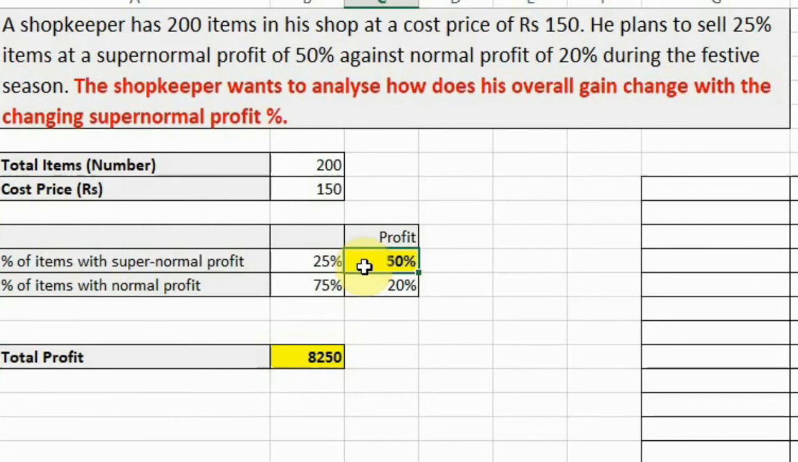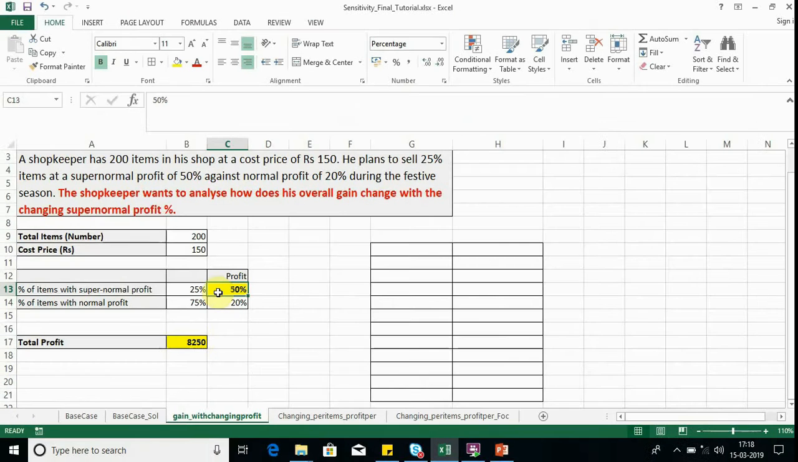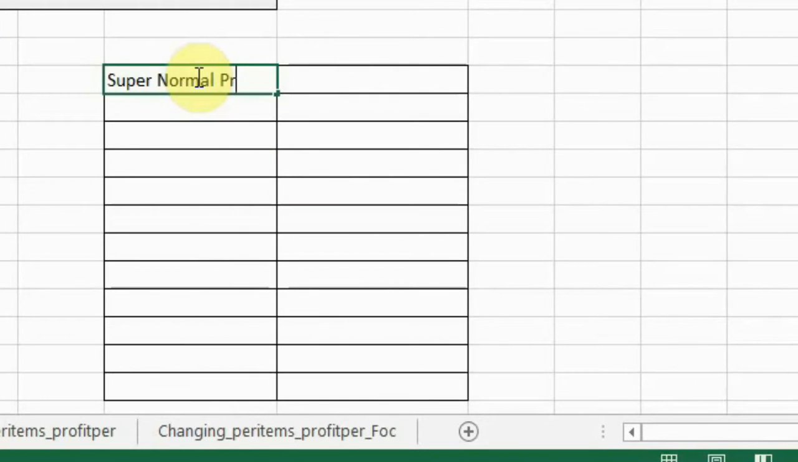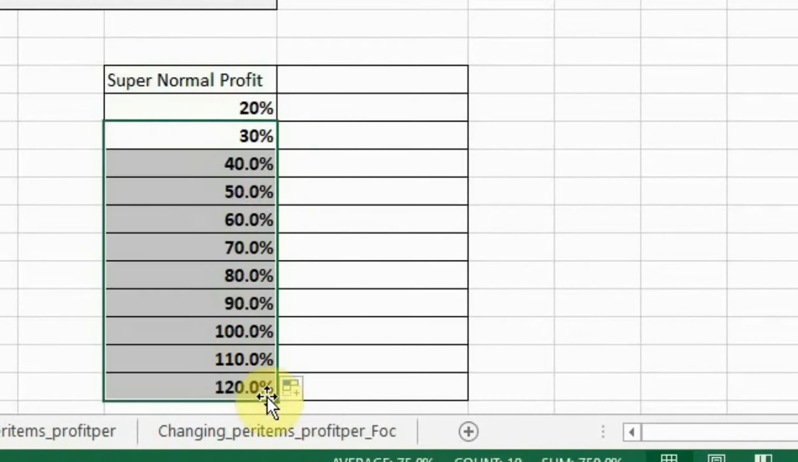So in order to do this, Excel has given a beautiful tool called data tables. We'll shortly look at it. But before we do that, let's build our data. So let's assume we are writing the supernormal profit values over here. We'll start with 20% and then we'll keep adding 10% to it. And then we'll see how the value changes for each of these supernormal profit percentages.